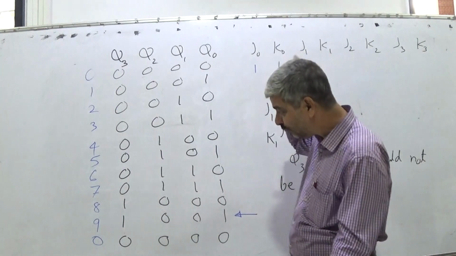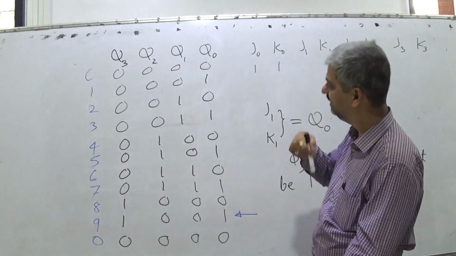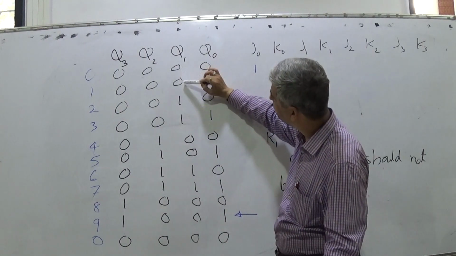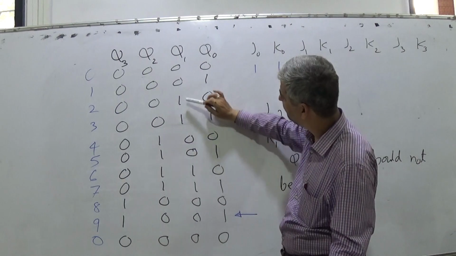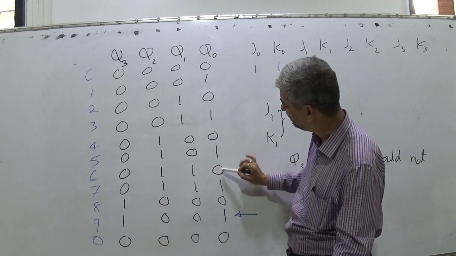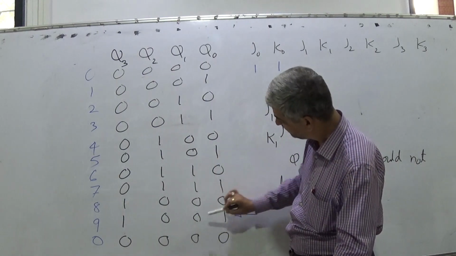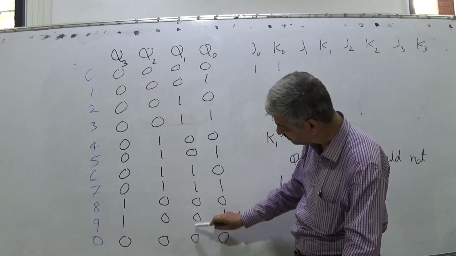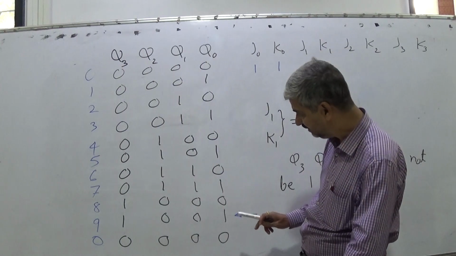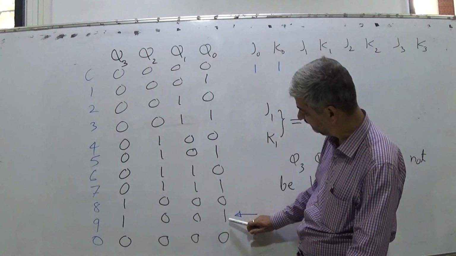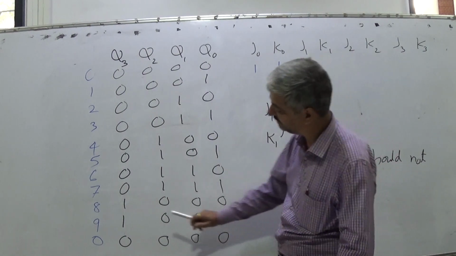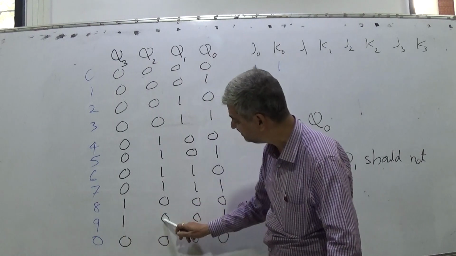So, in other words, Q1 continues its state when Q0 is 0. Q1 continues its state even if Q0 is not 0, but Q3, Q2, Q1 are 1 0 0.